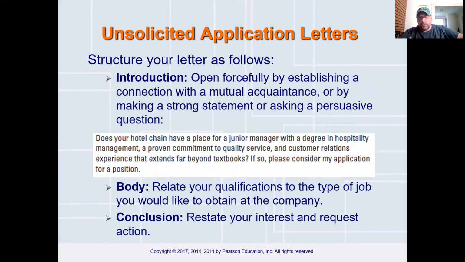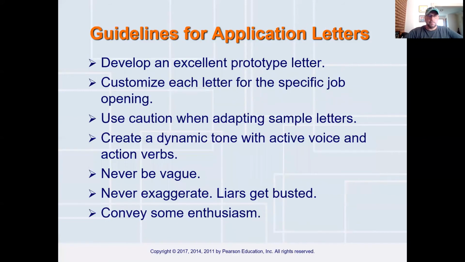Body: you want to make sure that you're relating qualifications to the type of job you would like to obtain in that company. What you want to do is mirror your resume in that and link it to how it's going to affect that job. And in conclusion, restate your interest and request action, request a meeting.